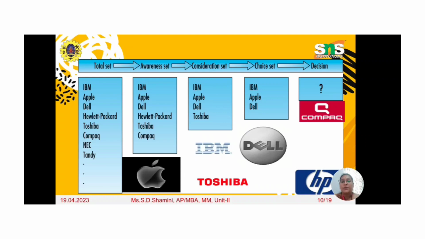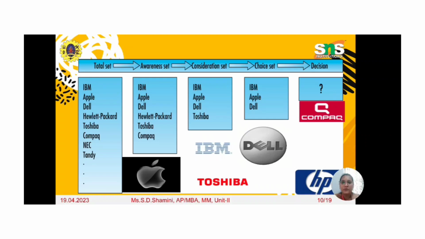From that, we'll discuss with our family, friends, neighbors and peer groups, and I'll come up with the awareness set like IBM, Apple, Dell, HP, Toshiba, Compaq. These are all the companies which are familiar to my peer groups. So after that, from this awareness set, I'll go to the consideration set.